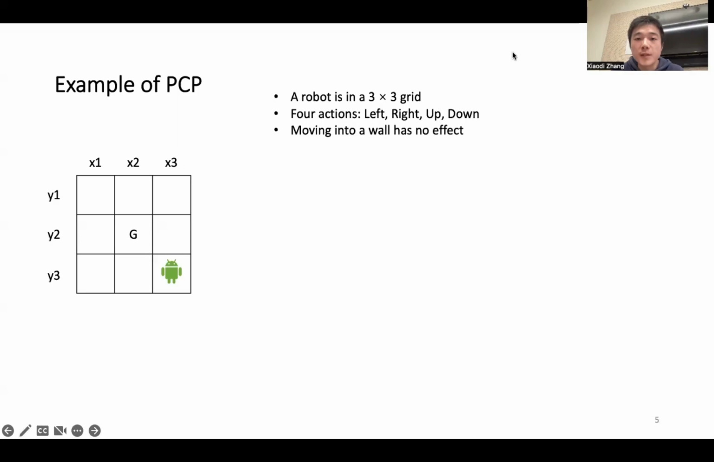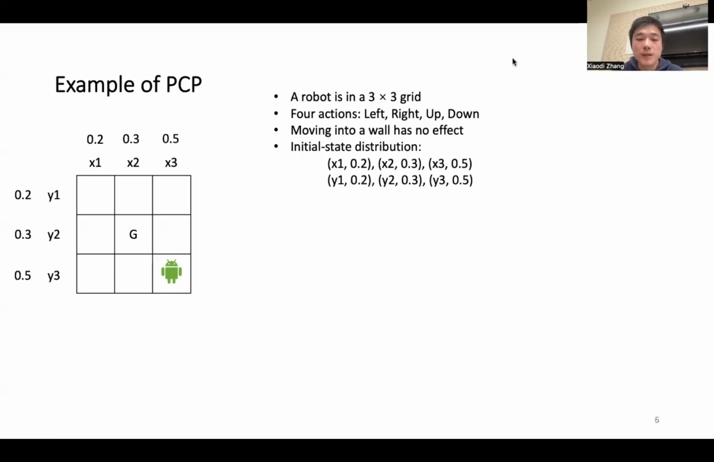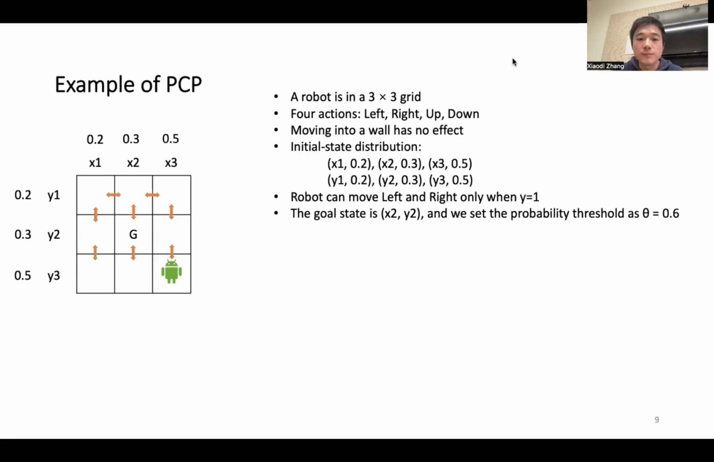This is an example of a PCP problem. A robot is in a 3x3 grid, and we don't know where the robot is. The robot has 4 actions: left, right, up, and down. When the robot moves into the wall, there is no effect. The initial state's probability distribution is labeled on the grid, and you can compute the probability of each initial state by using the product rule. To make our problem more interesting, we say the robot can move left and right only when the robot is at the top line. The goal state is at x2, y2, and we set the probability threshold theta as 0.6.